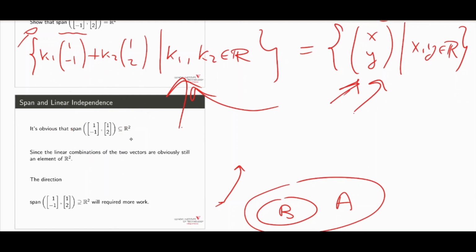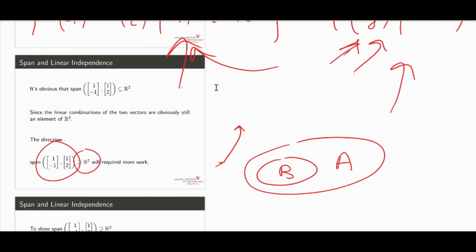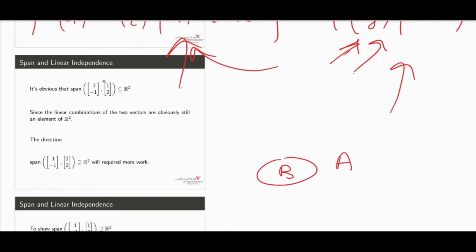The other, not so obvious direction is this part right here. How do you know every vector in R2 can be written as a linear combination of these two vectors? This is not obvious. One direction is pretty straightforward: take an element in the span, it's obviously of this form, so it is definitely in R2. But now you take an element in R2, let's say (7, 8). How do you know (7, 8) can be written as a linear combination of these two?